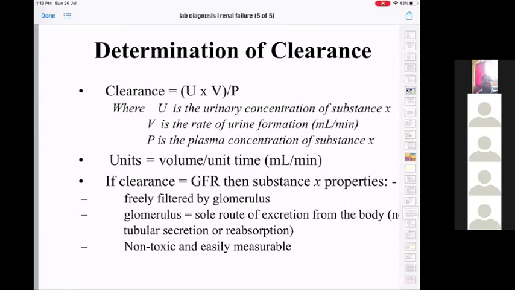If clearance equals GFR, then the substance has certain properties. It means if a substance is given and the GFR is the same as the clearance, that occurs when that substance is freely filtered by the glomerulus, and no reabsorption and no secretion occurs.